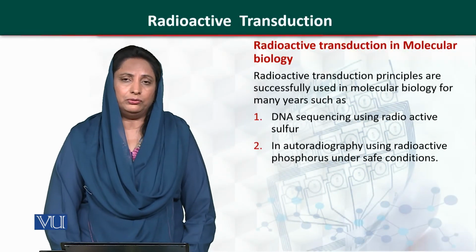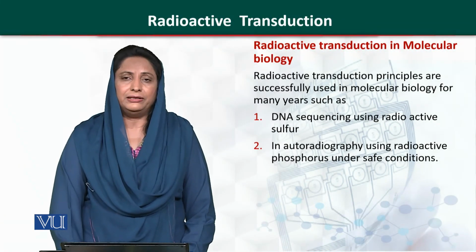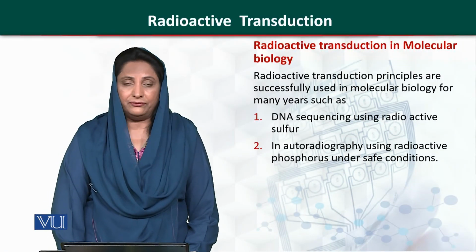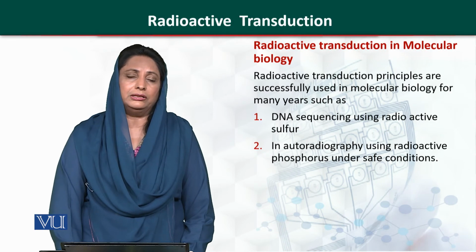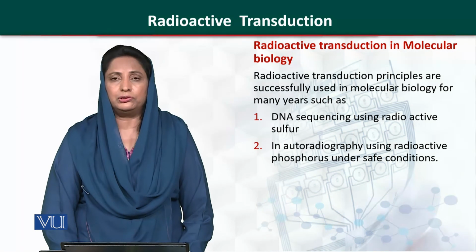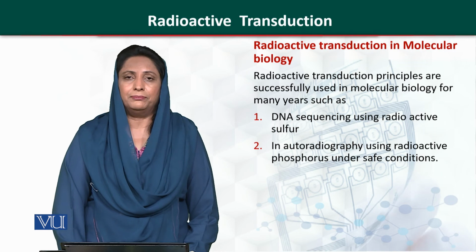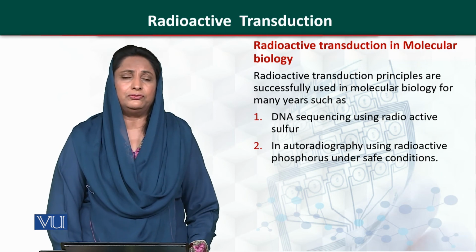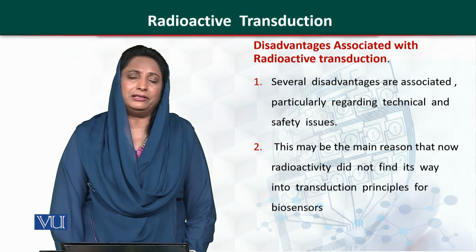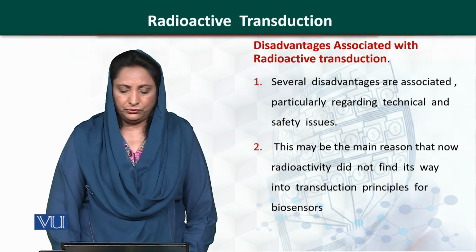In the case of DNA sequencing, sulfur S35 was successfully used to detect the labeled nucleotides for DNA sequencing. And in autoradiography, sometimes P32, meaning radioactive phosphorus, was used for labeling DNA and protein, and these techniques were successfully used for many years. But now, due to the availability of different safe techniques, these radioactive techniques are no longer in use.